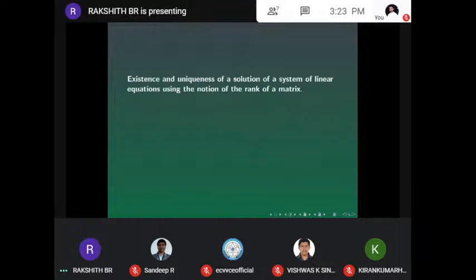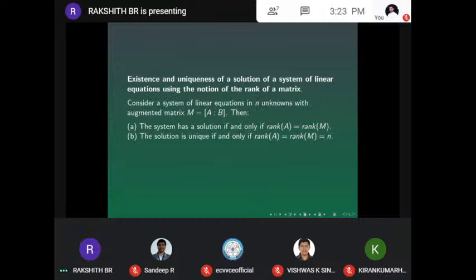Now I will tell you the application of rank in finding the solution of a system of linear equations. Consider a system of linear equations in n unknowns with augmented matrix M. Then the system has a solution if and only if the rank of A is equal to the rank of M. The solution is unique if and only if rank of A is equal to rank of M equal to n. It has infinitely many solutions if rank of A is equal to rank of M, strictly less than n.